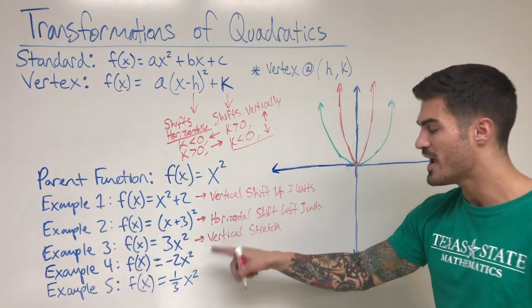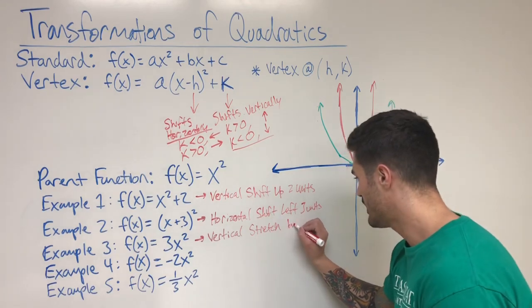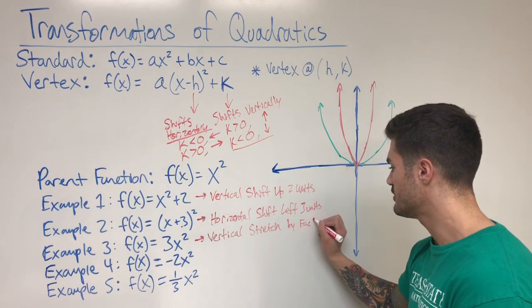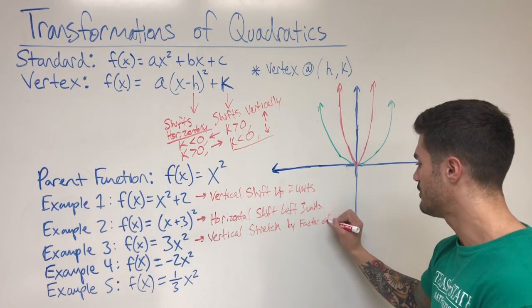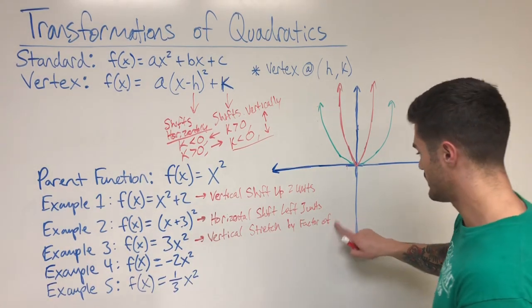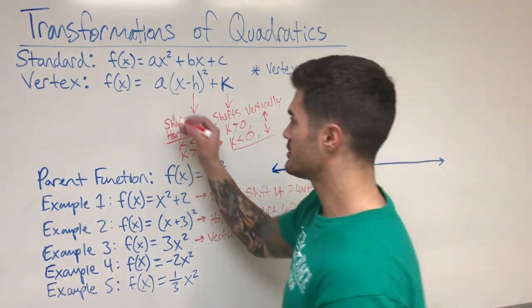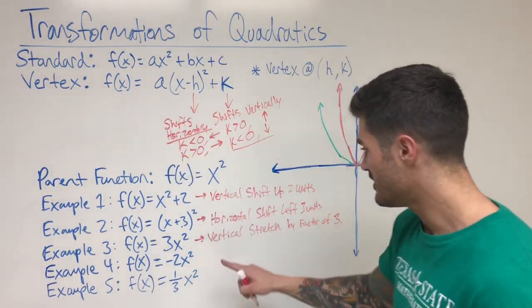and we usually say by a factor of 3. That's what we normally say. Let me fix that. By a factor of 3. So let's go ahead and write, let's see, our a. This is our a in this case.